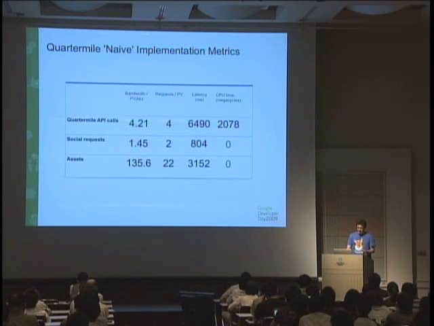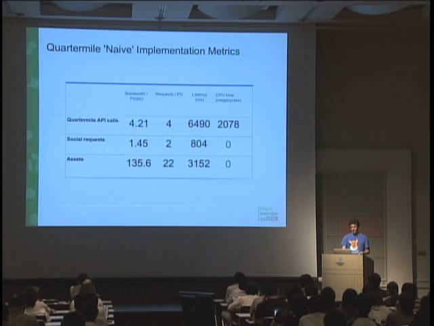So here we have 4 kilobytes per page view in terms of quarter mile API calls. We have 4 requests per page view and 2 social requests. We have 6 seconds of latency. That's quite big. And 2078 megacycles of CPU per request.